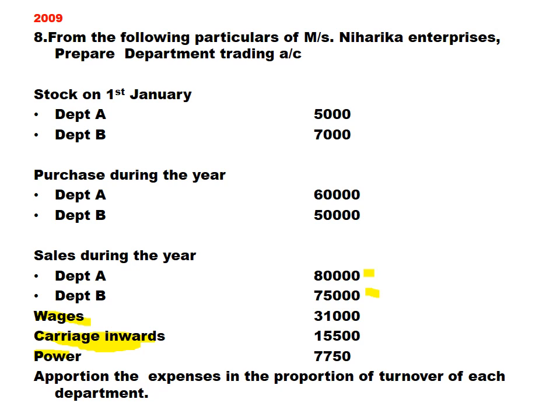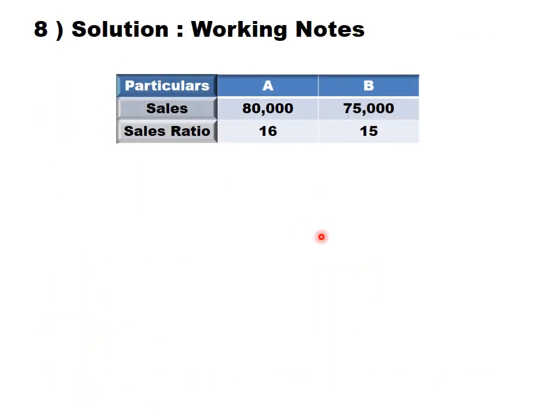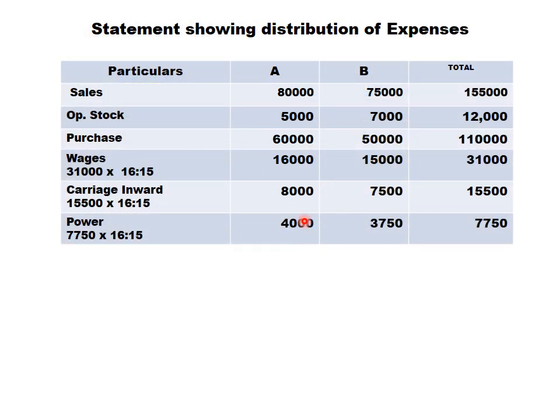So calculate sales ratio first. The sales of Department A is 80,000 and Department B 75,000. So here's a working note of sales ratio, students. 5 15s are 75,000, 5 16s are 80,000. So therefore the ratio will be. So students, we go for statement showing distribution of expenses.